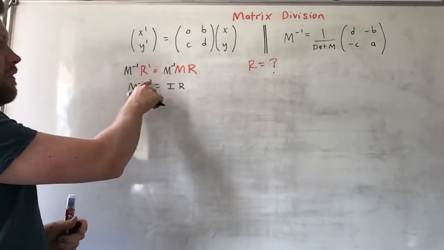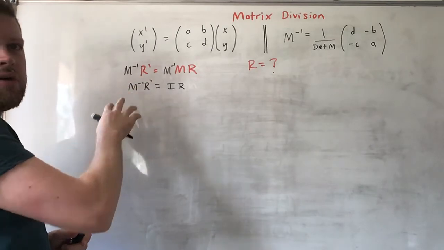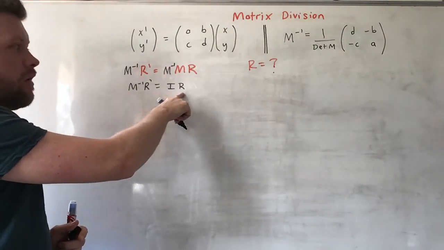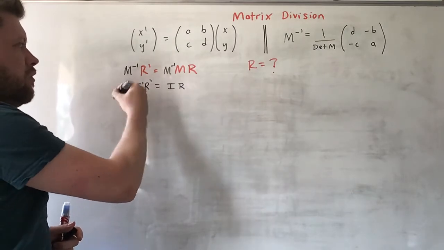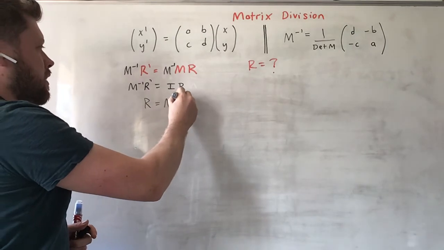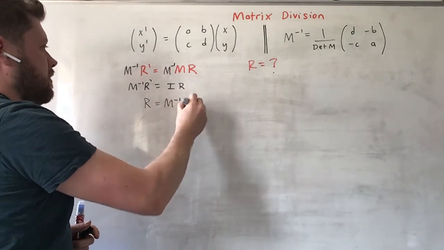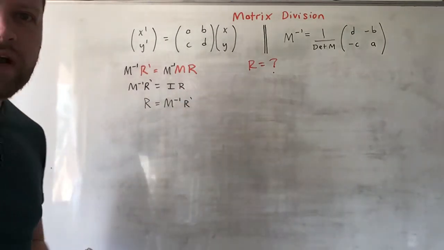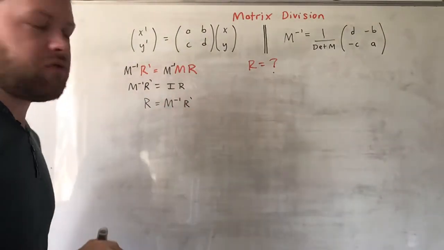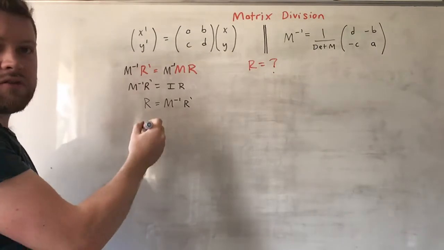Just be careful because this is a dash, not a 1 or anything significant like that. The identity times R is just R, and we can move this over to the other side, so we get R equals M inverse times R dash. Which is exactly the same equation as if we turn it back into matrix form. It's exactly the same equation as we got the last time.